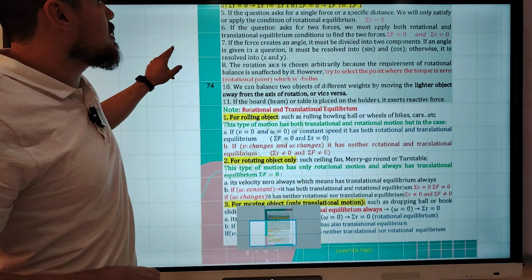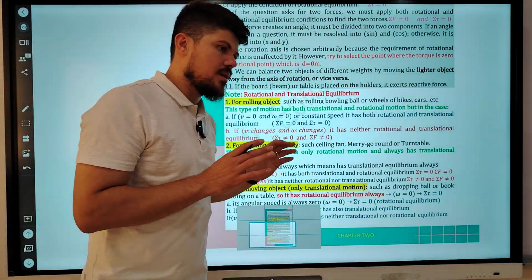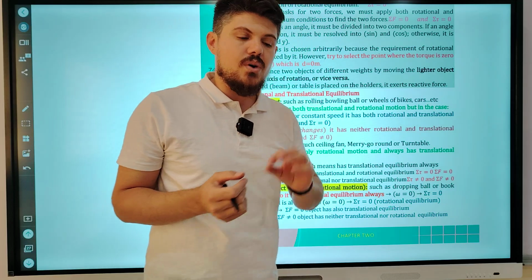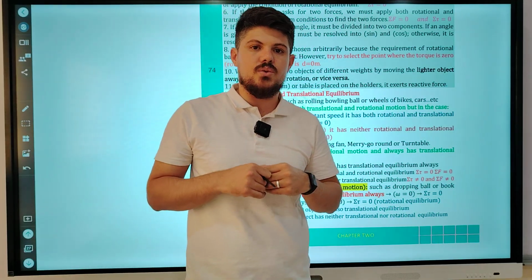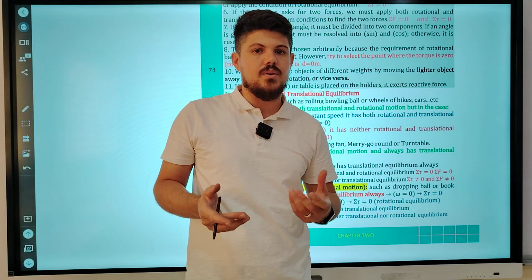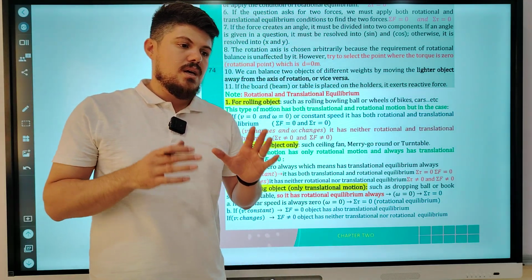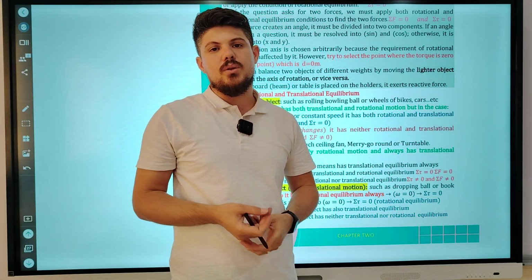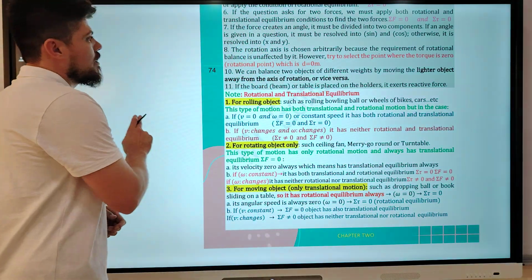Okay? If the force is at an angle, sometimes the force makes an angle with the horizontal or vertical. For any force that makes an angle, you have to solve this force into two components. Be careful, okay? In that case, you have to find the x component and the y component of the force.